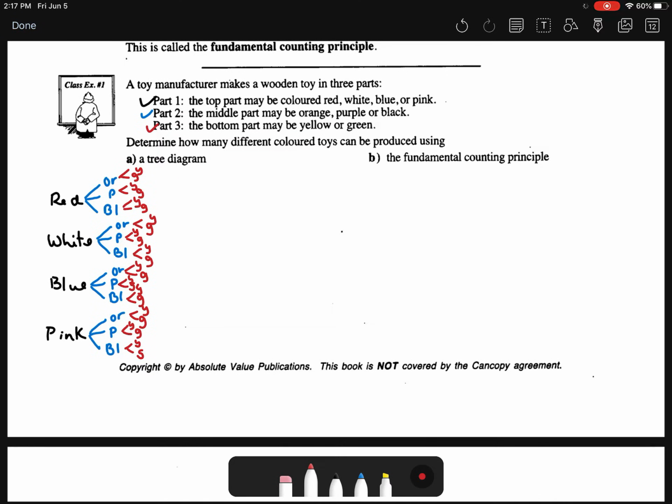So now it says I count up all of those possibilities and figure out how many I have. So when you count up all of those, you will see that there are 24 total final results there.